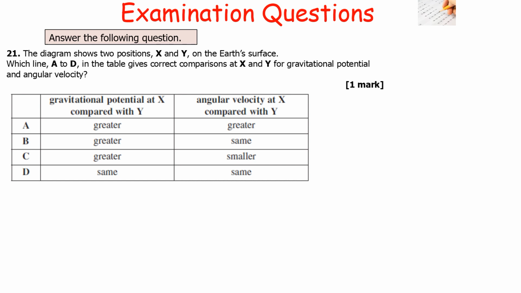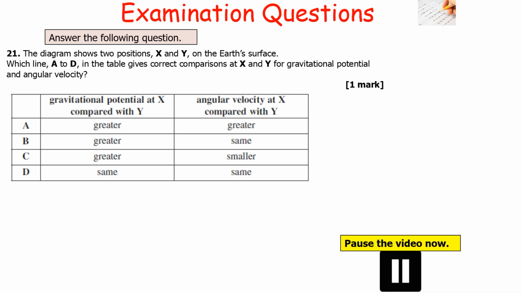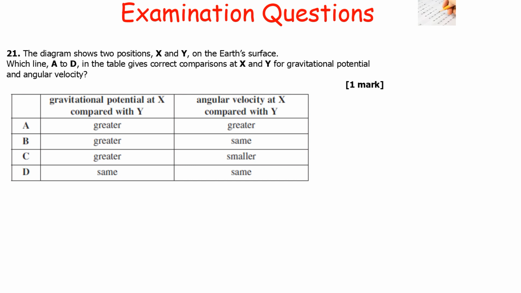Which line, A to D, gives the correct comparisons at X and Y for the gravitational potential and angular velocity? So pause the video now and unpause the video when you want to go through your answer. Right, so how do you answer this particular question? Well, unfortunately, the diagram's not been included on the sheet, but the diagram should indicate to us that X is in fact closer to the centre of mass of the Earth than Y is.